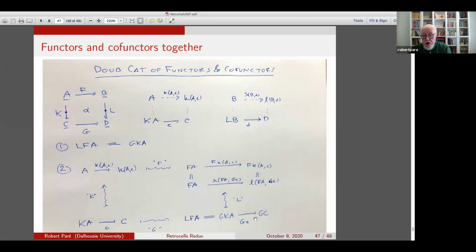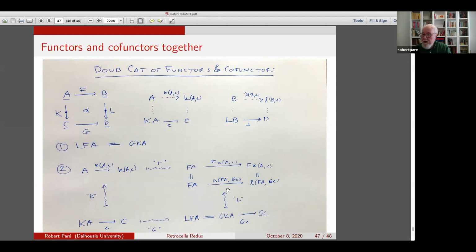Or you can apply G to it. Now this goes from GKA into GC. GKA is LFA, so they're equal. So now you have something from L of something into something. So you can lift that to F of A, and there will be a cell there precisely if for every A and C, this guy here is equal to this. So this is equal to this, and this is equal to this. So this gives you a nice double category of functors and cofunctors.